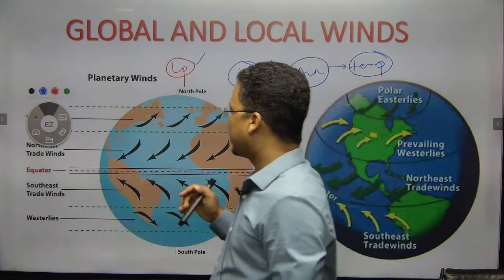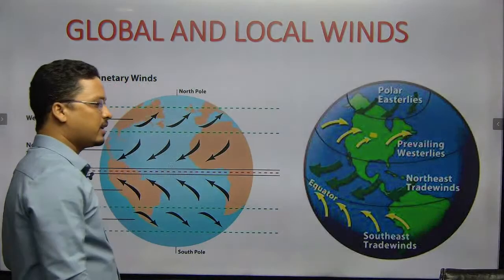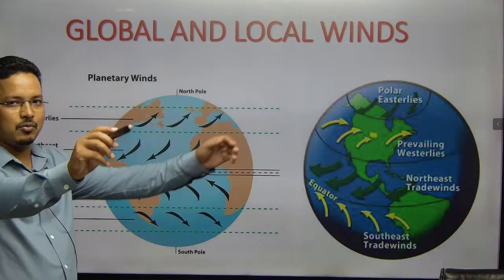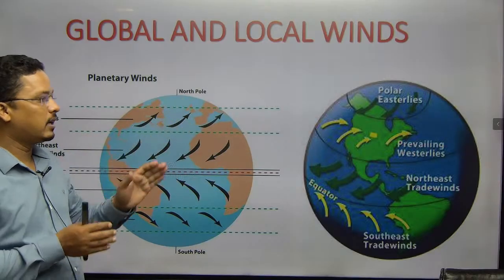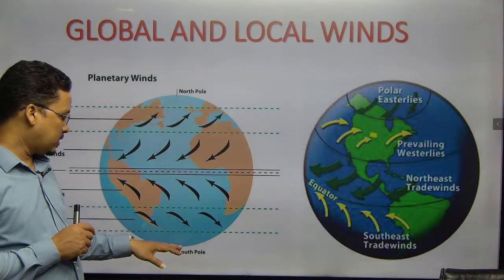So that is why if a region of the earth's surface has high temperature, definitely it will have what? Low pressure. If the region has low temperature, like the polar region, that will have high pressure, and that is why the polar region is high pressure.